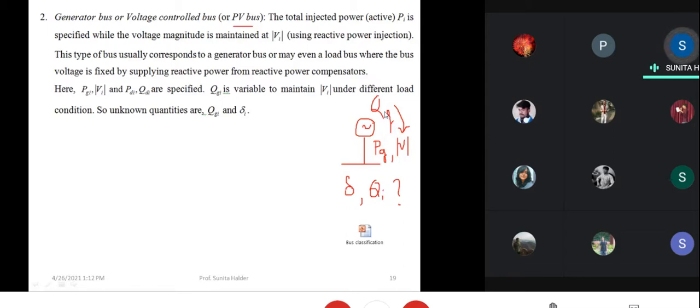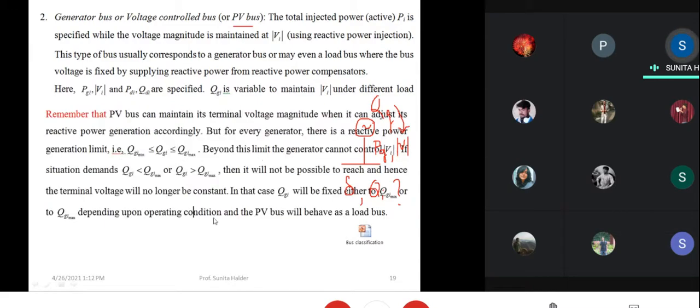So a generator may also be a PQ bus where its generation is known. Even the reactive power generation is known and it is minimum, but its voltage is variable. So in that case, it will be converted into a PQ bus instead of a PV bus. When will it happen? When the reactive power generation in a particular generator reaches its maximum value or its minimum value. I have written this one also here.